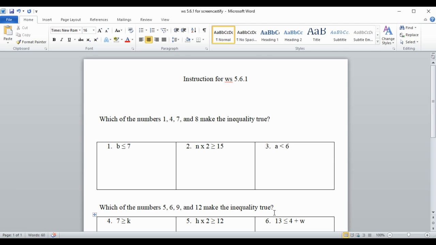This is instruction for worksheet 5.6.1 about inequalities. So I want to go over a couple of things.